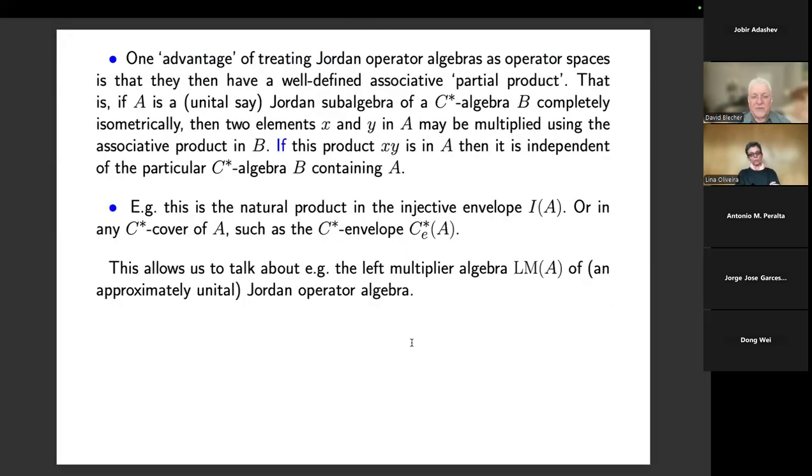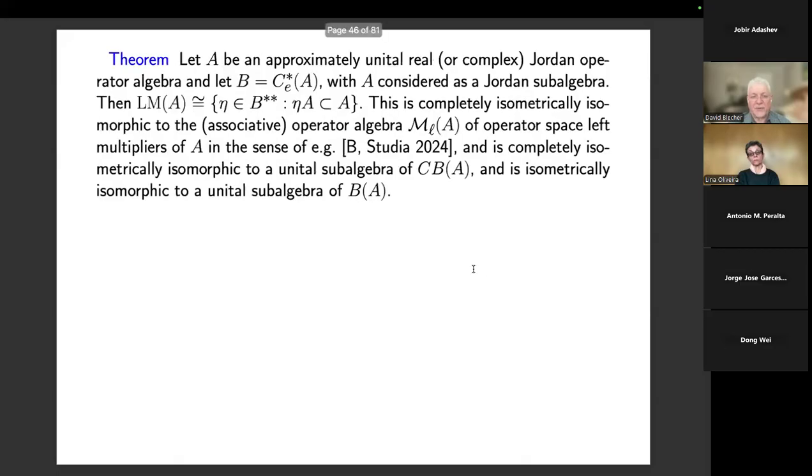That slide I just skipped through was talking about the unitization, and I see I'm out of time, so let me very quickly skim through some slides here. One advantage of treating Jordan operator algebras as operator spaces is they have a well-defined associative partial product. You can do this in a containing C-star algebra, but it turns out to be independent of the containing C-star algebra. And this allows us to talk about things like the left multiplier algebra.